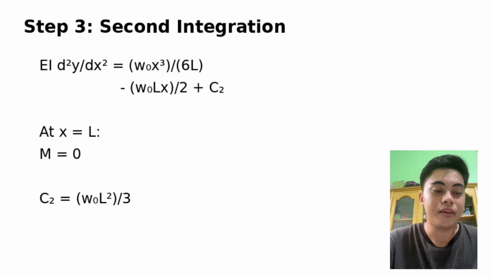At the free end of the beam, the bending moment is also 0, so at x equals L, 0 is equal to W sub 0 times L squared over 6 minus W sub 0 times L squared over 2 plus C2. Solving for C2, C2 is equal to W sub 0 L squared over 3.